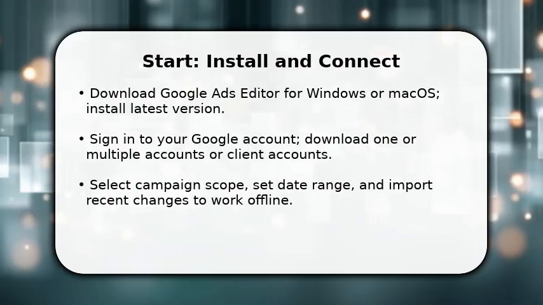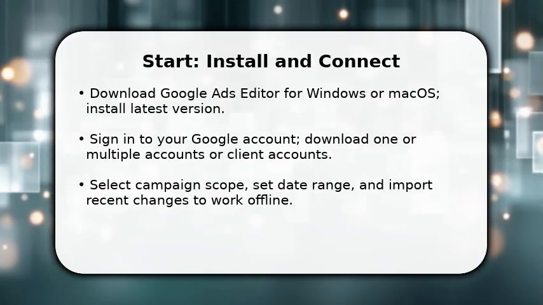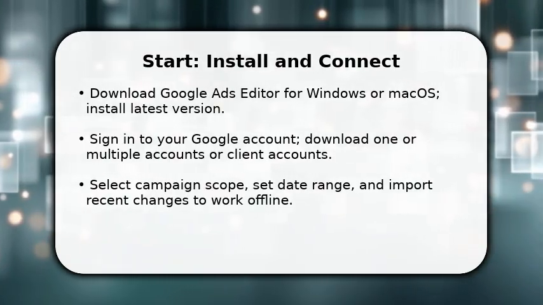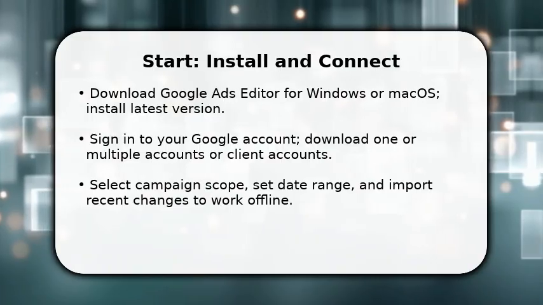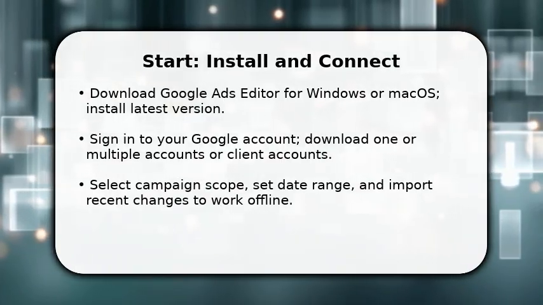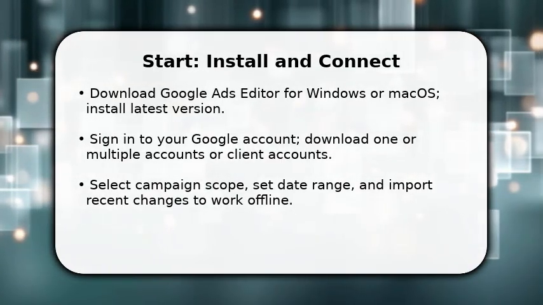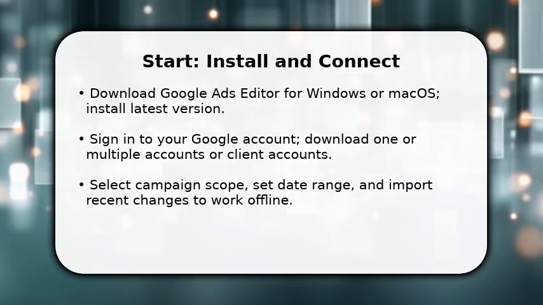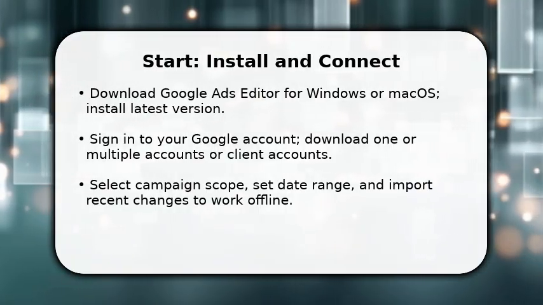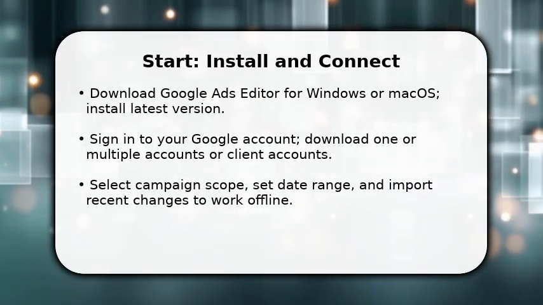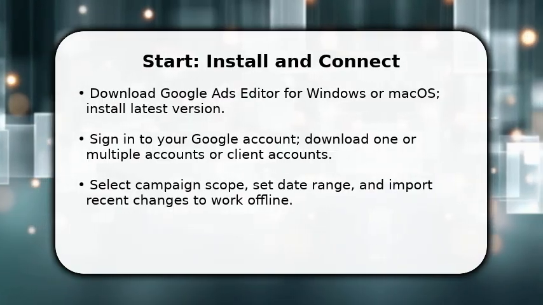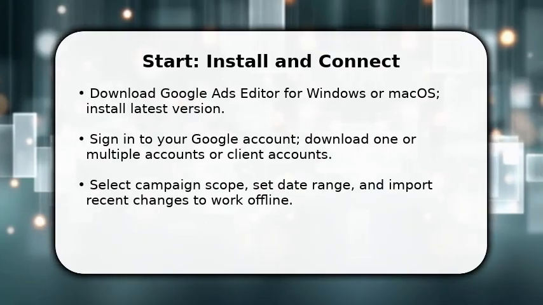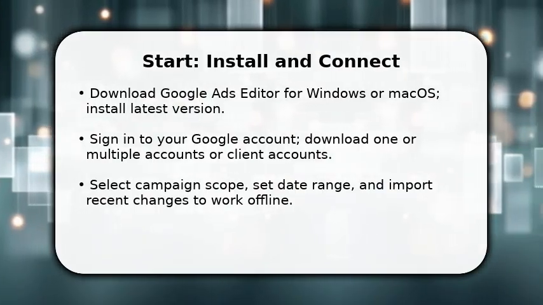You start by installing and signing in so the editor has access to your accounts. This gives you an editable local copy. Once done, download the account data you'll edit and set the campaign scope and date range so you don't import unnecessary history. Make sure to sync recent changes before you edit. That prevents conflicts later. You'll work offline but keep track of which account and campaigns are active because every upload will affect those exact entities.